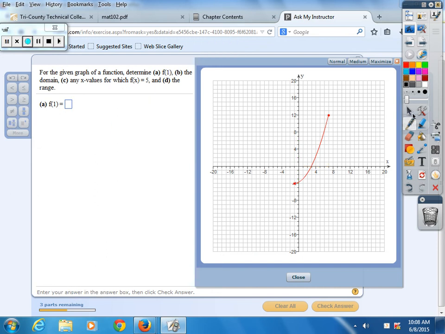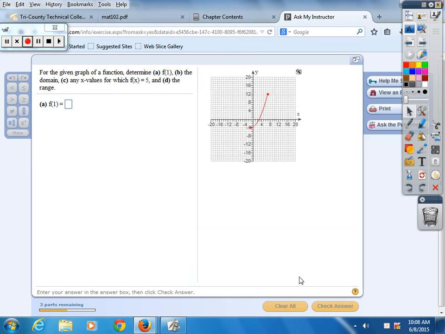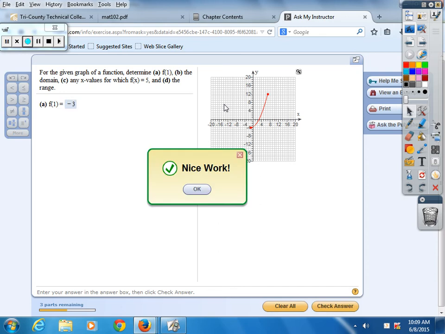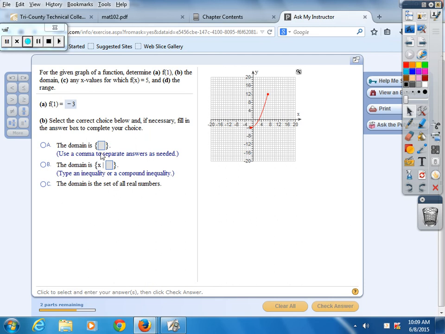So, f of -1 is, what do we say it was? No, it looks like -3. I didn't write it down. The domain is -1, brackets, to 7. And I'm going to put brackets.